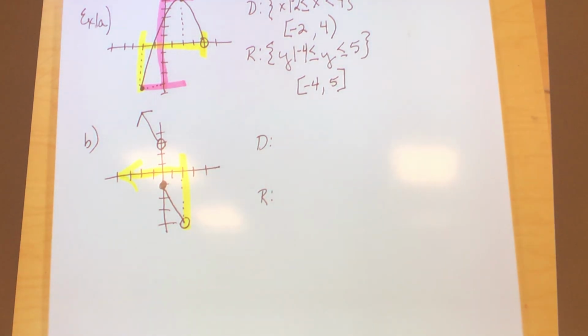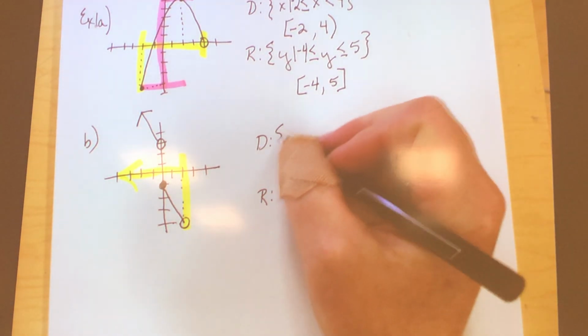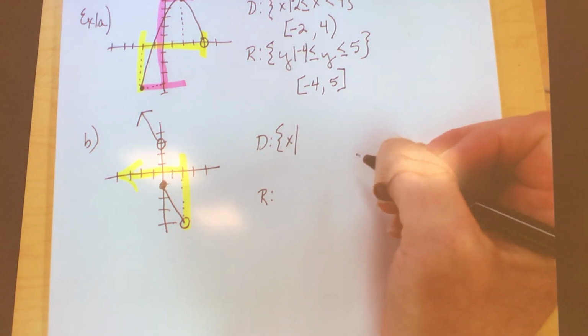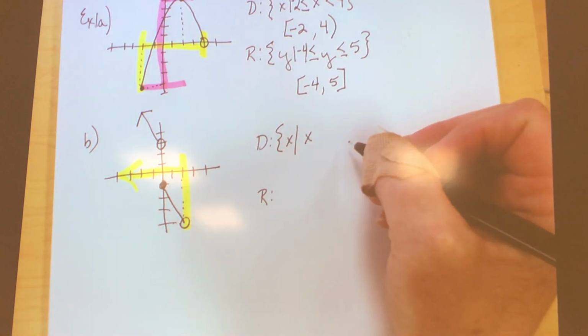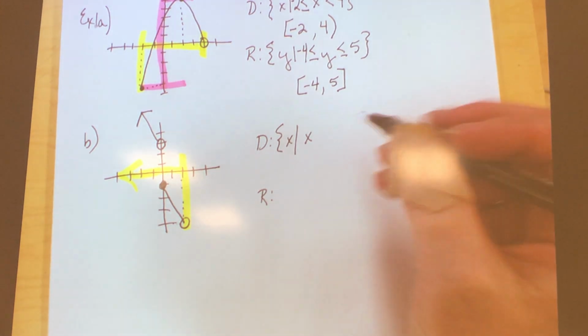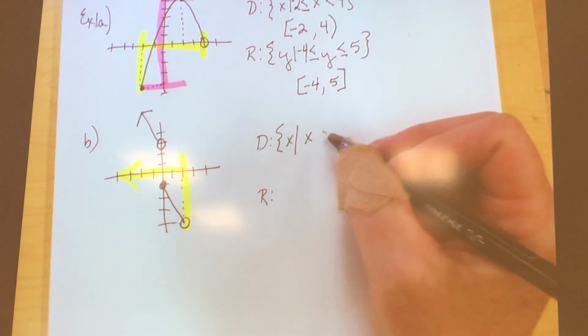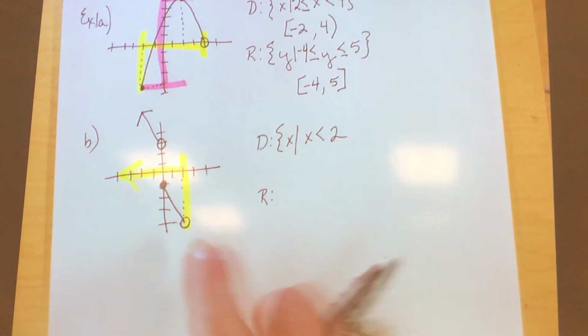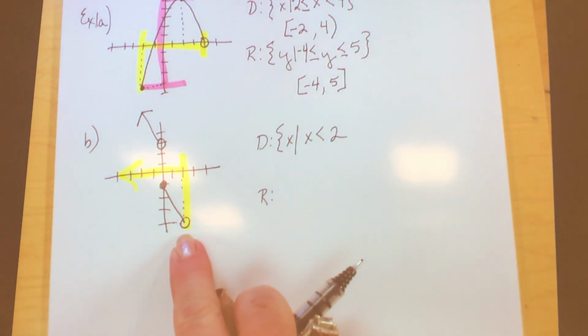So my domain is any x such that, what? X is less than 2. You don't have to say it's an element of if you're doing inequality. X is less than 2. Very good. Included? No. Hollow dot. Okay, not included.